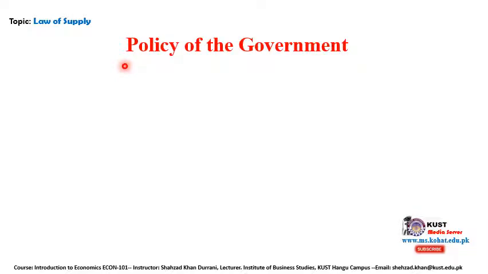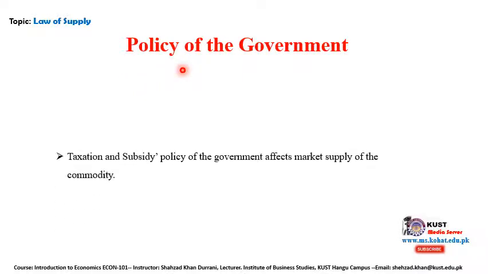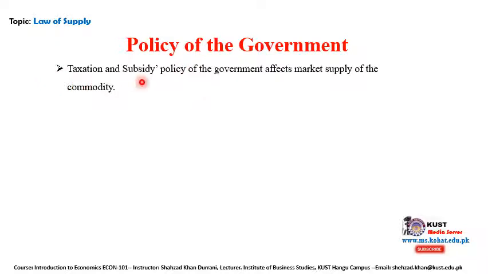Another determinant of the law of supply is the policy of the government. The government tries to change its policies every year or every half year. Certain policies the government adopts are the taxation and subsidies policy. These are the two kinds of policy, adding new taxes or providing subsidies to various products. It affects the market supply of the commodity.